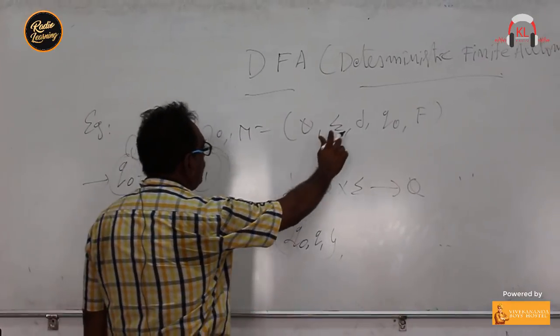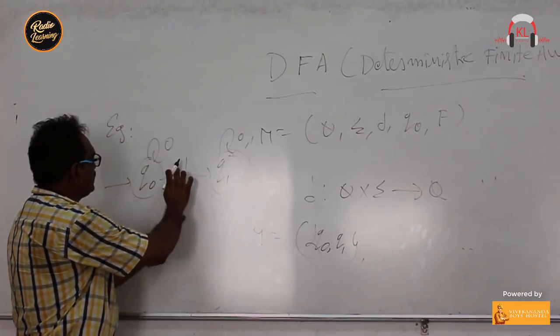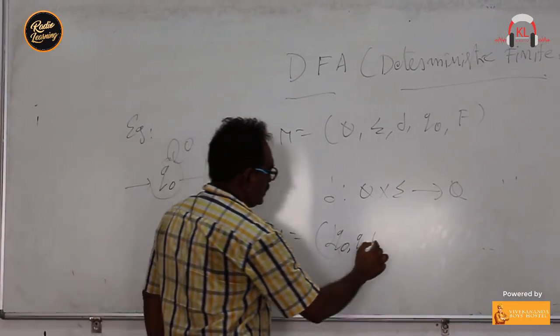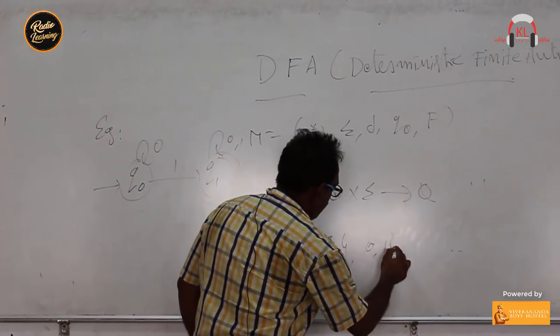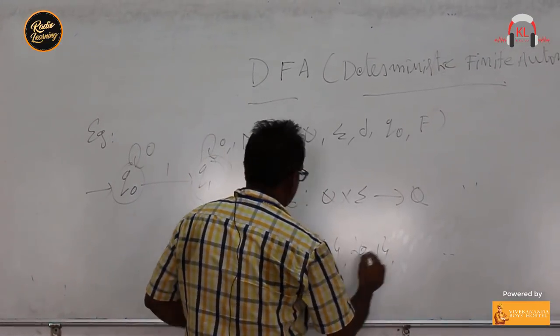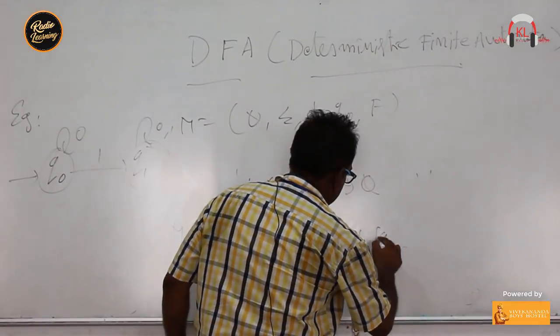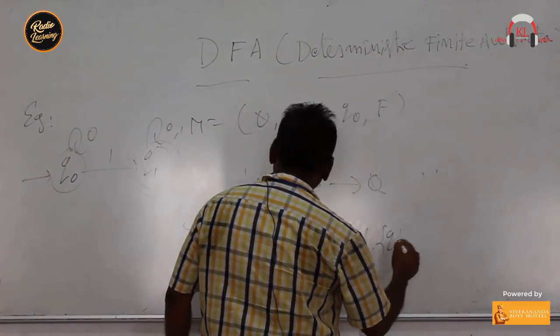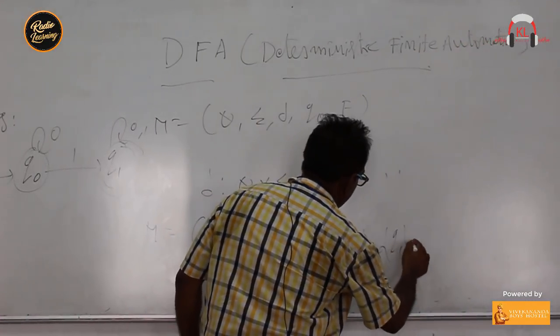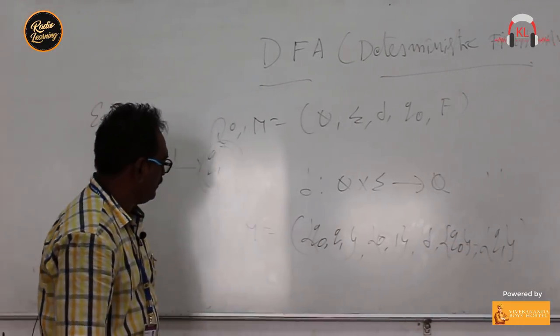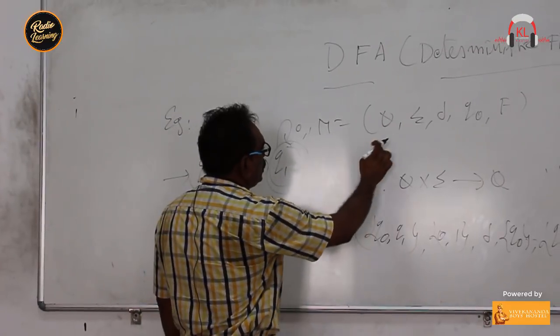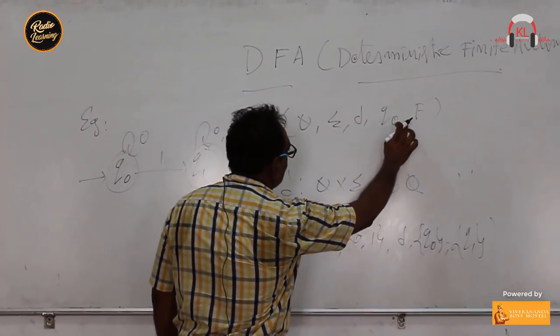Sigma equal to set of input symbols. What are the input symbols? Zeros and ones. Zero, one, and delta transition. Initial state is Q naught. Final state is Q1. Okay, this is called the M. So as per the definition, M equal to Q, sigma, delta, Q naught, and F.